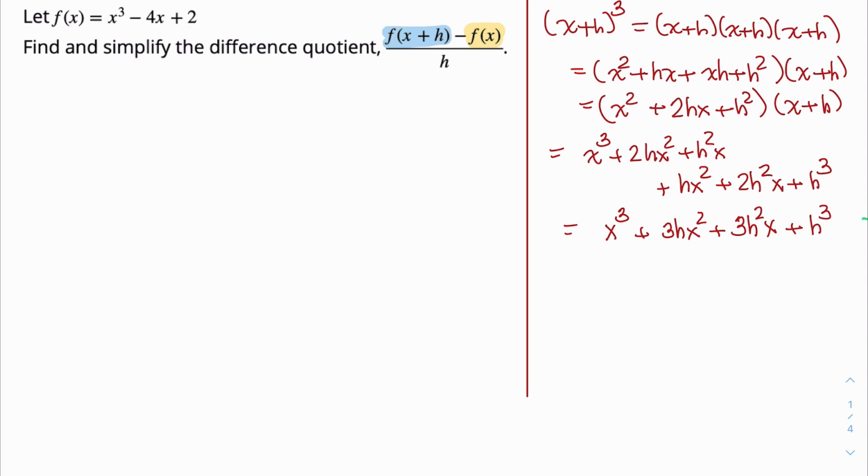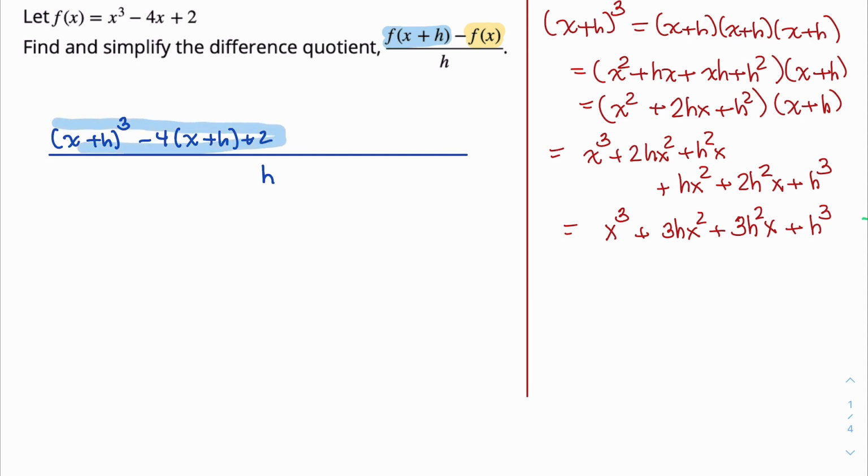So the first thing we'll do is set up a big fraction here, where the first piece will be f of x plus h. Now remember, when we're dealing with a function f, the x plus h is what is being input to the function f. So what that means in this case is x plus h to the third minus 4 times x plus h plus 2. Now that part is going to be highlighted in blue, just to show which part we're dealing with there. So there we have that.